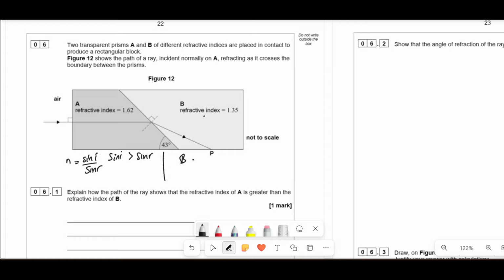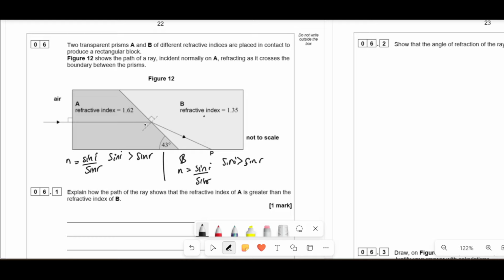Whereas if we look at B, its refractive index is going to be sine I over sine R. Now, sine I still has to be bigger than sine R, but not to the same extent. So it could be that this sine I was lower but still higher than this, or this sine R has to have increased. So then what we need to do is actually compare the path of the light. So in this circumstance, it's sine I and sine R. We can't really do very much because it's going straight through the normal.